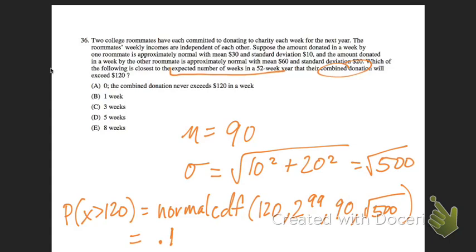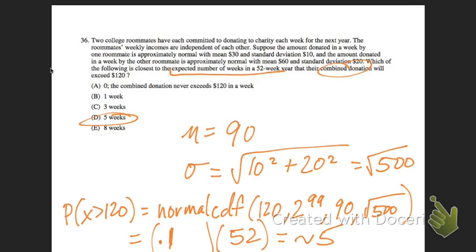Missing? It's taking too long. Times 52, and you end up getting about 5. So the answer is 5 weeks. I don't know what this is. You get something. I'm going to move on though. That is the steps that you do.